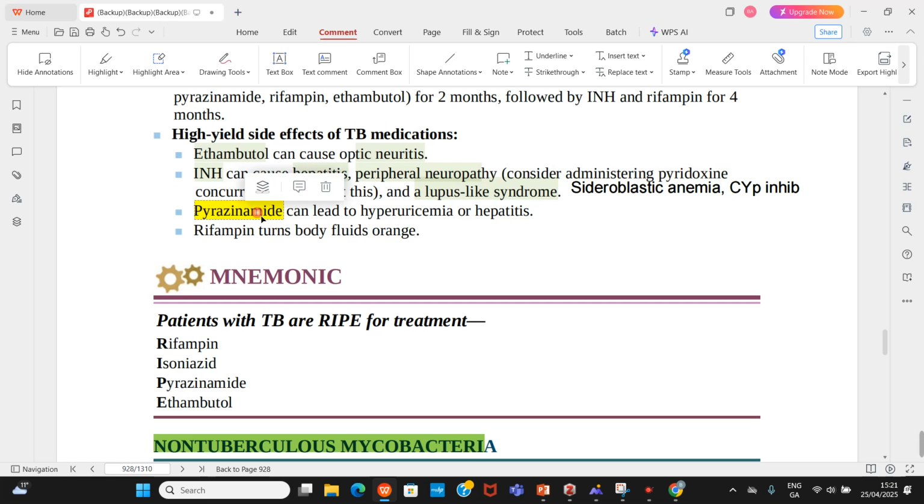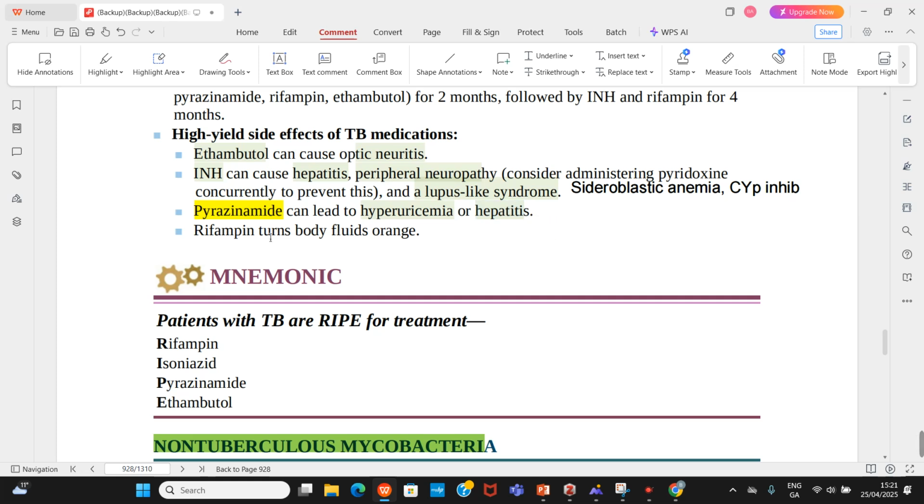Pyrazinamide can lead to hyperuricemia, which can lead to gout. So somebody on anti-tuberculosis drugs that develops gout, you want to ask yourself, is this person on pyrazinamide? And it can also be a cause of hepatitis, just like isoniazid.